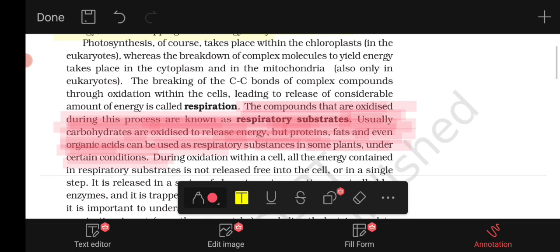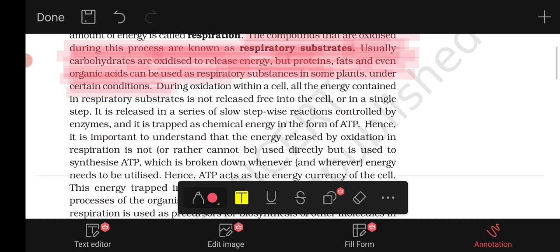During oxidation within the cell, all the energy contained in a respiratory substrate is not released free into the cell or in a single step. It is released in a series of slow stepwise reactions controlled by enzymes, and it is trapped as chemical energy in the form of ATP. This you all know, we have studied this in the lower classes. Hence it is important to understand that energy released by oxidation in respiration cannot be used directly, but is used to synthesize ATP.